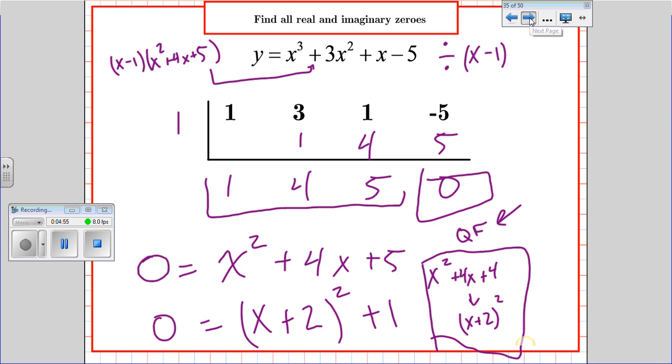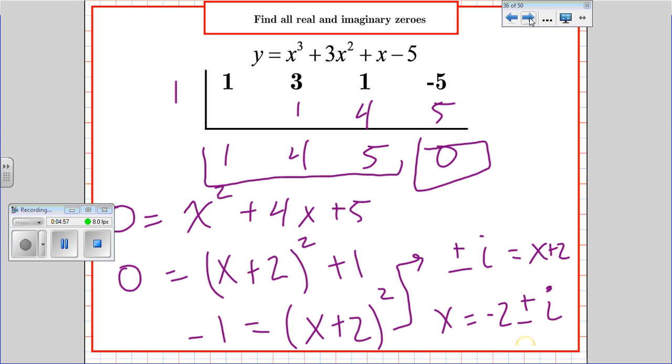Okay. So I actually went through and I solved this. You would subtract 1 from both sides. You'd take the square root of both sides, and that gives you plus or minus i, positive or negative i, equals x plus 2, or x equals negative 2 plus or minus i.